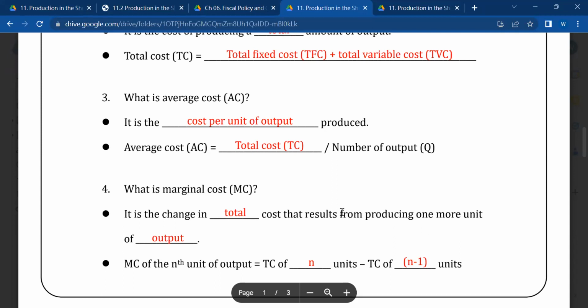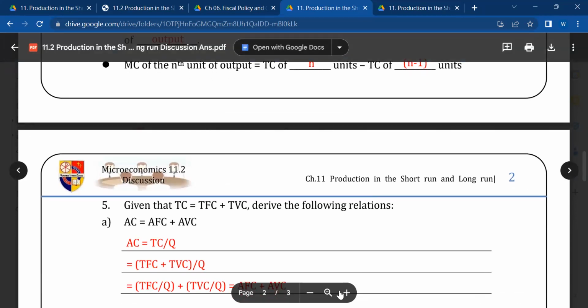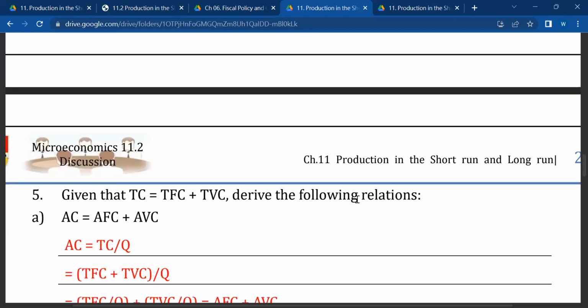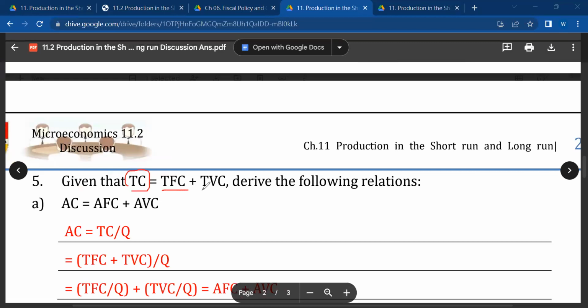Is that okay? Okay, so let's turn back to page 2. Next part is a little bit difficult. Given that we know that total cost equals the total fixed cost plus the total variable cost, right? Then we derive the relationship between them: average cost equals the average fixed cost plus the average variable cost. It's easy because it's right down. AC equals total cost divided by the quantity, right? Average cost equals the total cost divided by the quantity.